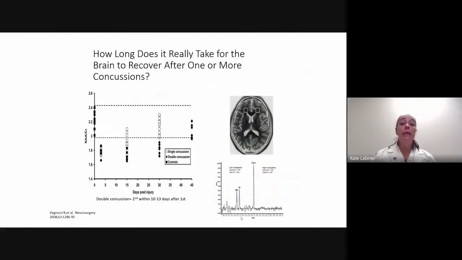So how long does it really take for a brain to recover after one or more concussions? When you look at this, the open circles are a single concussion, and then the colored in diamonds are double concussions, and then these are all the controls. When you looked at the kids with double concussions, what they saw was that they were not back to their baseline as quickly, both from a metabolic and a symptom standpoint, as people who had a single concussion or no concussion at all.